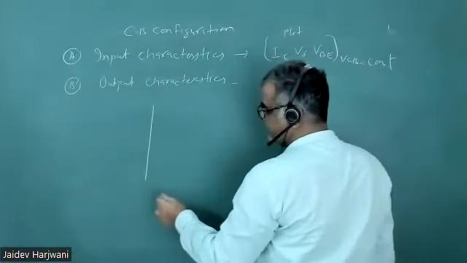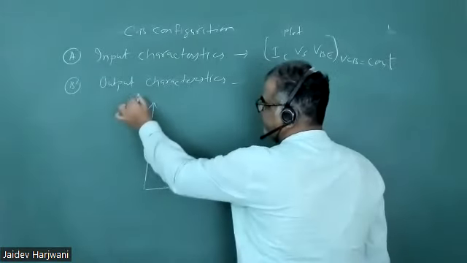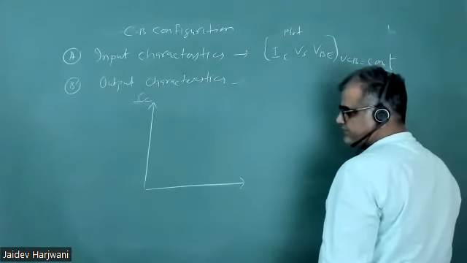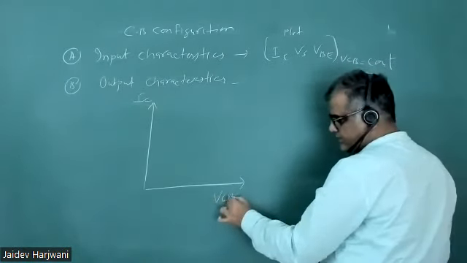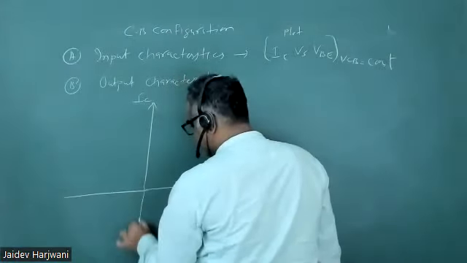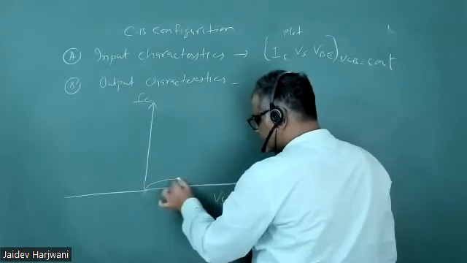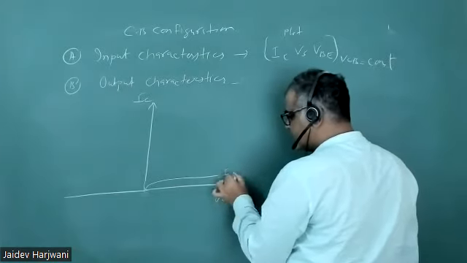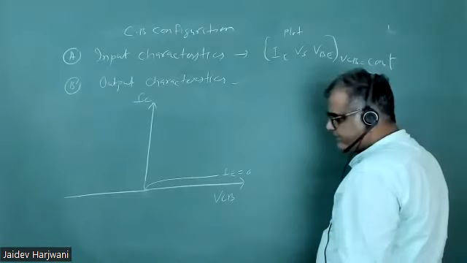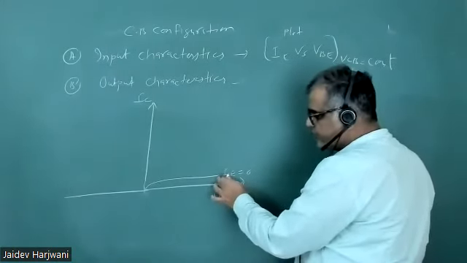So let me discuss now the आउटपुट कैरेक्टरिस्टिक्स। तो आउटपुट कैरेक्टरिस्टिक्स क्या होते हैं बिटवीन IC और VCB। कीपिंग IE constant. So let me first keep IE constant. Okay, so let me say first is IE 0. IE 0 है, तब आप VCB बढ़ा रहे हो तो आपको एक करंट मिलेगा। ओके, इस करंट को क्या बोलते हैं?